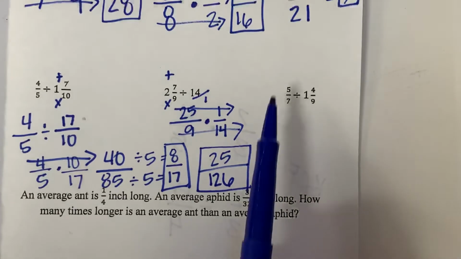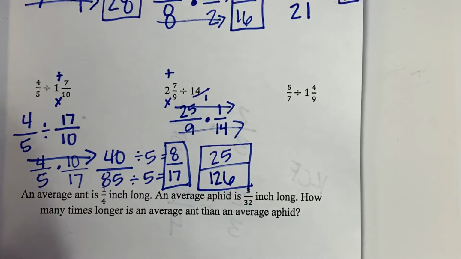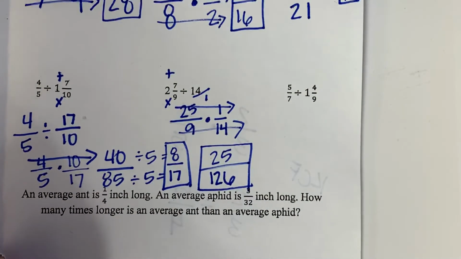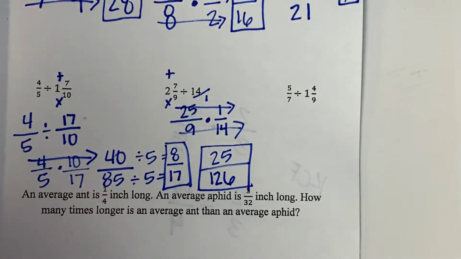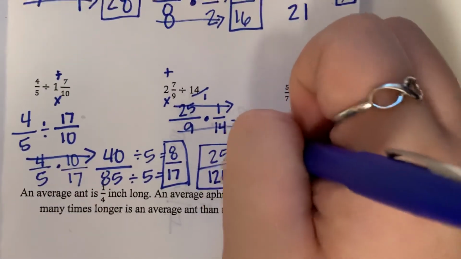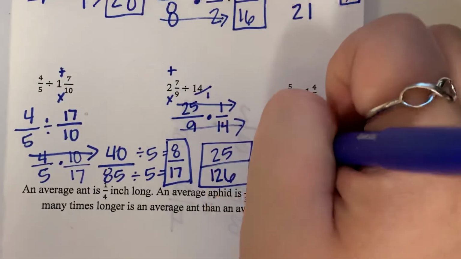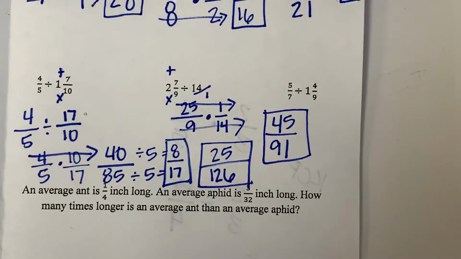Okay, so now you're gonna pause the video again, and I want you to work this one out over here. And you should end up with 45 over 91. And I do not believe that reduces.